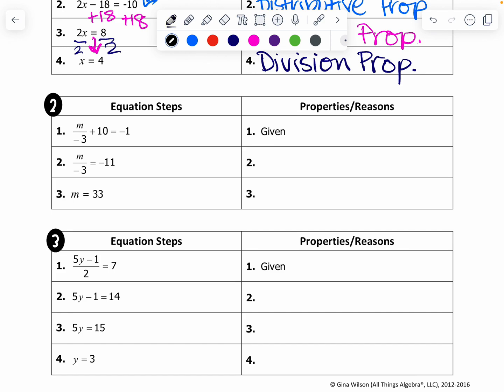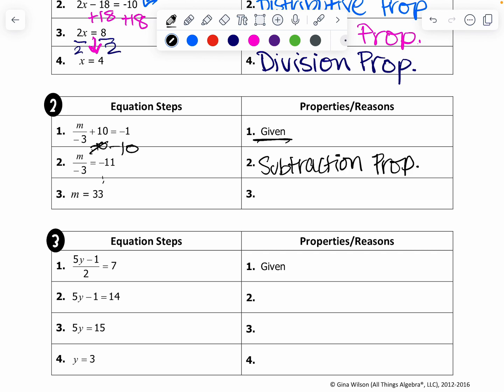Okay, so now let's come to our next equation. First step, given. Then what are we doing? Well, we are subtracting the 10. So 1 minus 10 is negative 11. So that is going to be the subtraction property. And we're saying property of equality. We're doing it on both sides, so we're making them equal.